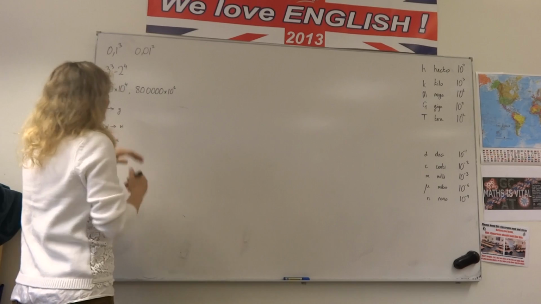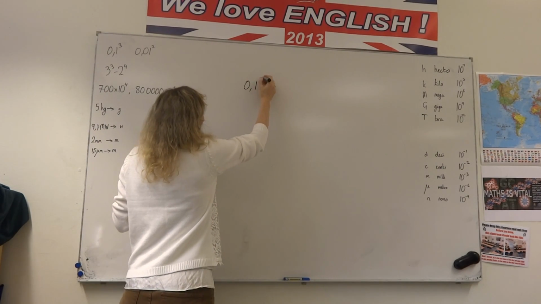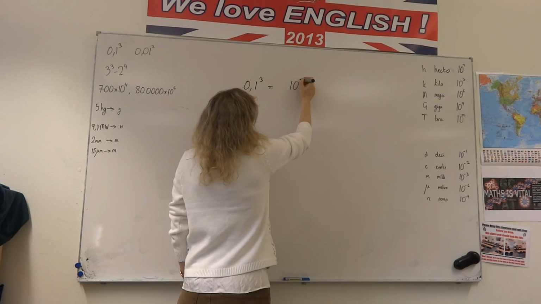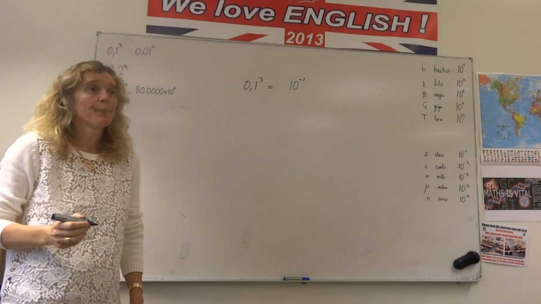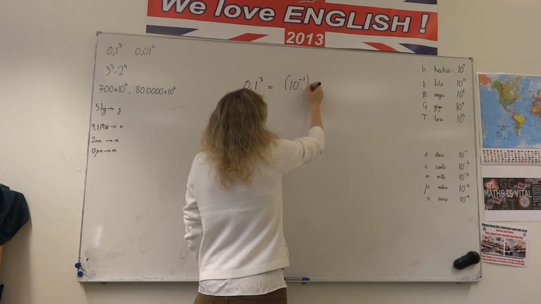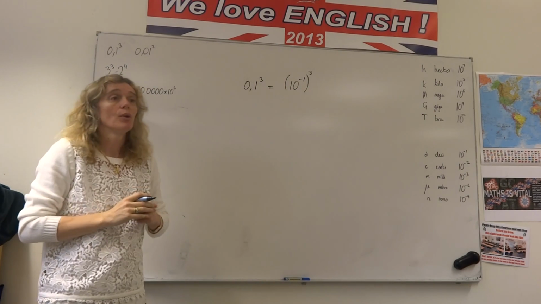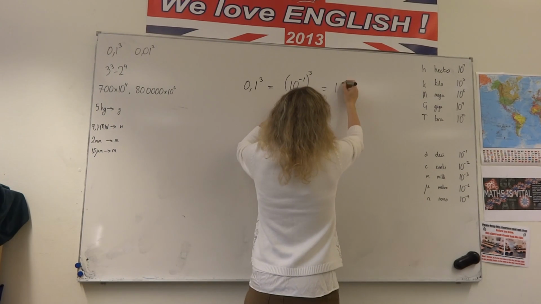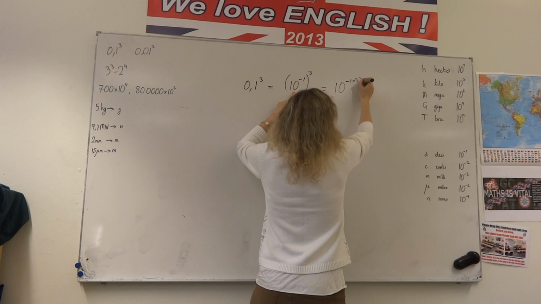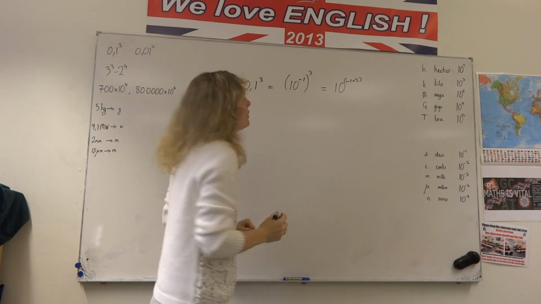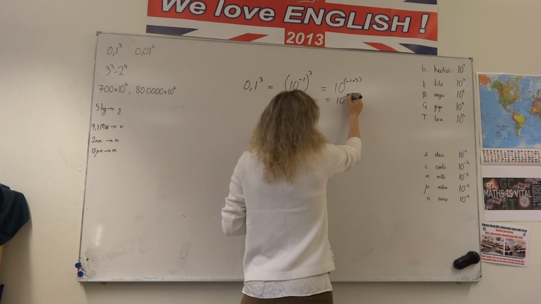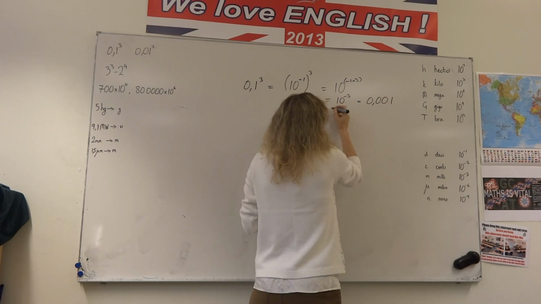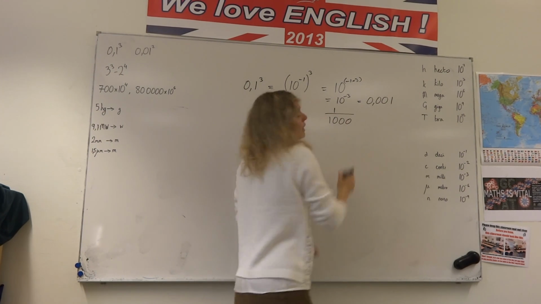Right, if we were to calculate 0.1 cubed, we can think of 0.1 as being 10 to the minus 1. If we want to cube an exponential, we can actually do it by doing the multiplication. So we can do it by doing 10 to the minus 1 times 3. 10 to the minus 1 times 3 is 10 to the minus 3. So it's telling us that our answer is going to be 0.001, or 1 divided by 1,000.